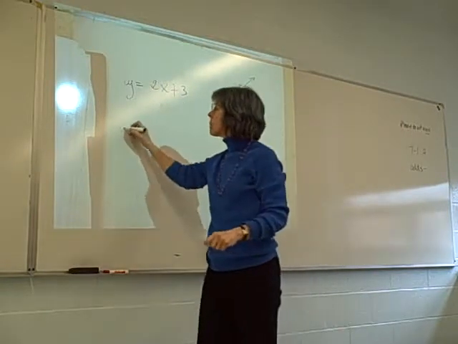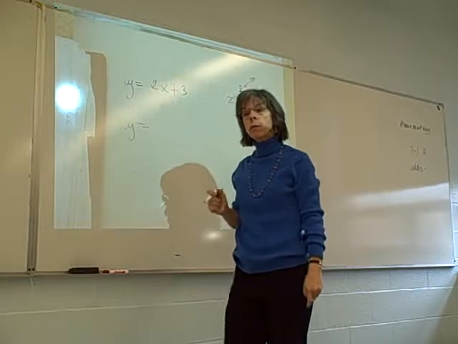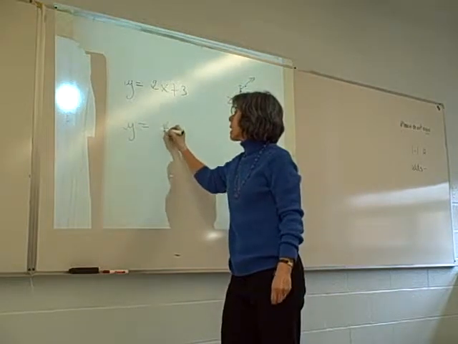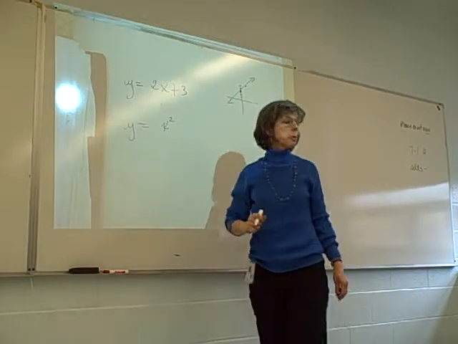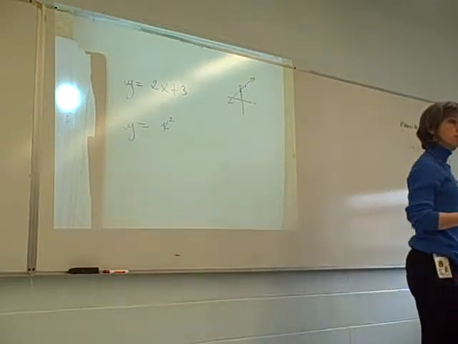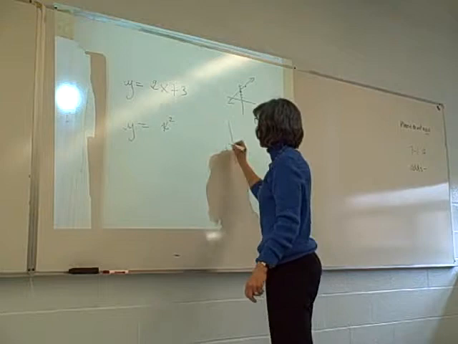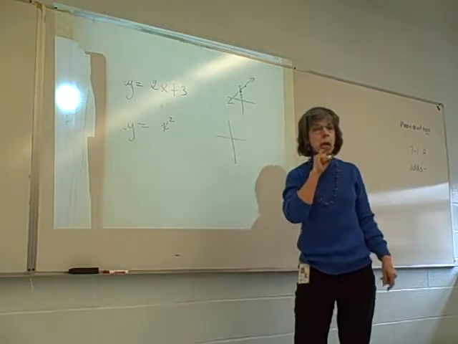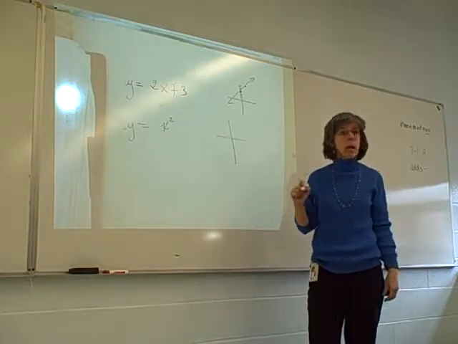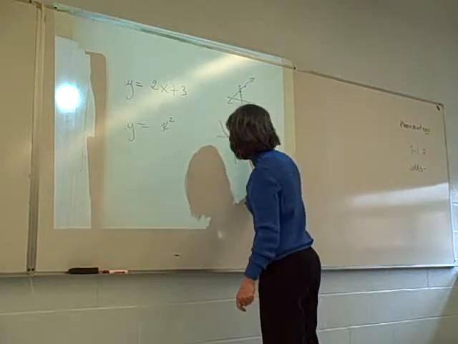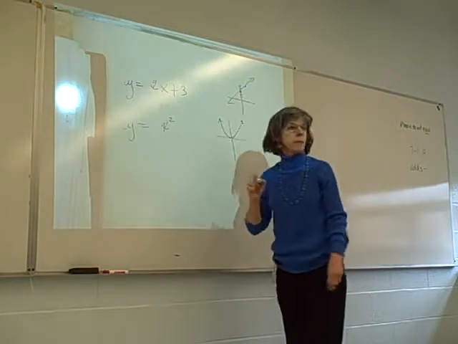Okay? How about y equals x squared, just x squared? That's going to be a parabola. Okay, so we know, and where is the vertex? At 0, 0, and we know that it is positive.